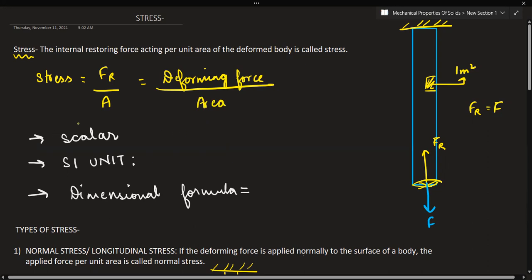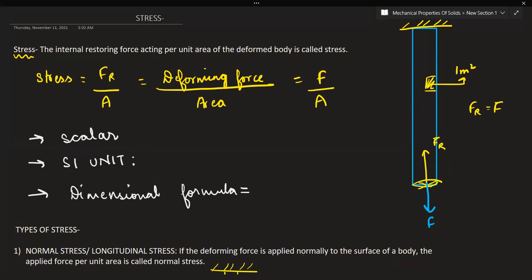And stress is a scalar quantity. It means it has no direction. Now, can you guess its SI unit? If stress is force divided by area, what should be its SI unit? What is the SI unit of force? SI unit of force, do you remember?